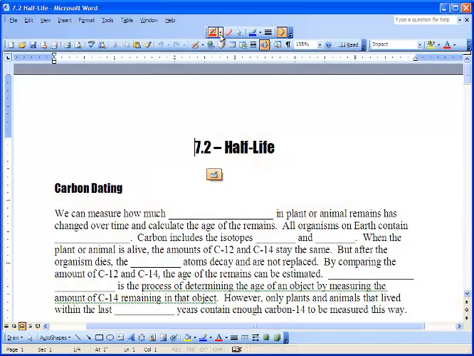Well, we're going to be talking a little bit about half-life. Now, it's just like it says, half-life. First, we're going to talk about carbon dating. Now, we can measure how much radioactivity in a plant or animal remains has changed over time, and we can calculate the age of those remains.